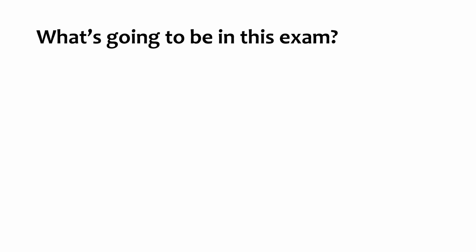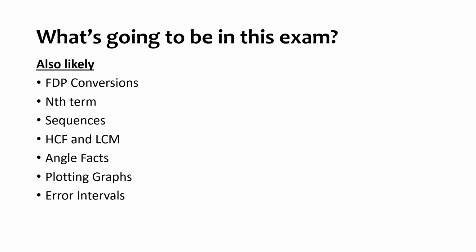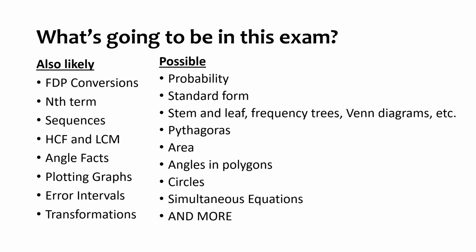As it's a non-calculator paper, there are also some other things we know are going to be likely in this exam, which are these things listed here. So converting between fractions, decimals and percentages come up in almost every paper. The nth term of a sequence may come up, or highest common factor, lowest common multiple, angle facts, plotting graphs, error intervals and transformations. It's possible we may also see some of these things.